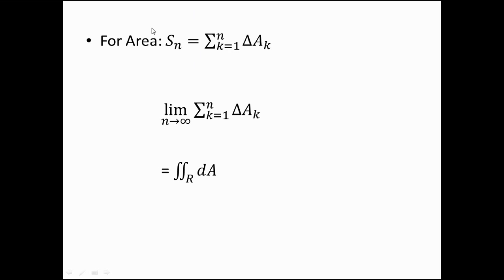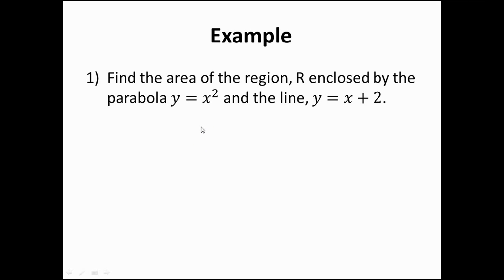For the Riemann sum for area, instead of summing up all the rectangular cuboids, we are summing up all the rectangles formed under the graph this time. As the number of these rectangles goes to infinity, we can write this whole summation into this form: a double integral with respect to dA over the region R. Let's look at an example.